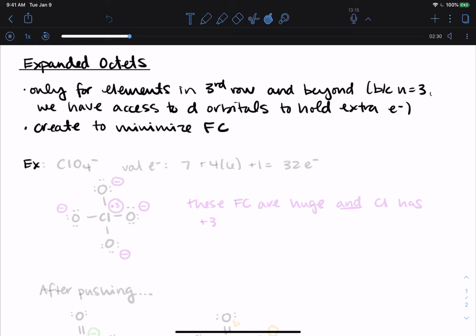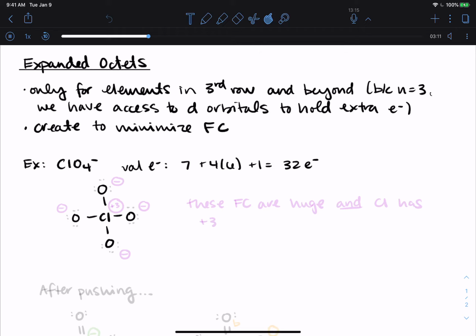So like most things, this is going to be best done with an example. So let's look at ClO4 minus. My valence electrons here, 7 for chlorine, plus 4 times 6 for oxygen, plus 1 more because this has a negative charge. And I have 32 available electrons. Okay, so chlorine is in the middle. It's listed first. It's also less electronegative than oxygen. So I put chlorine in the middle, and I attach all of my oxygens with bonding pairs.